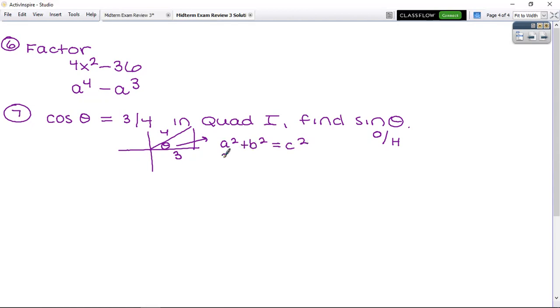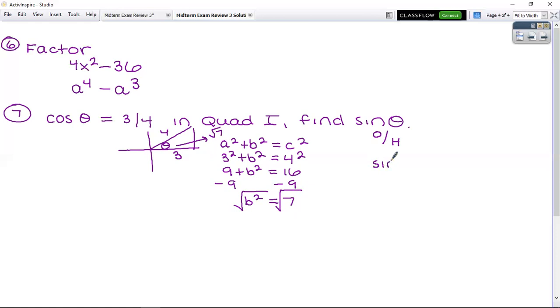So 3 could be my a, b could be my unknown, and my hypotenuse must be the c. So I have 9 plus b squared equals 16. Minus 9, minus 9. So we have b squared equals 7. And then you're going to square root it and then just leave it alone. So this is the square root of 7. So it's irrational. You don't need to do anything further with it. Now you can answer the question.